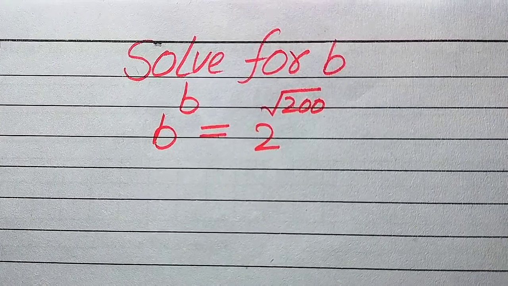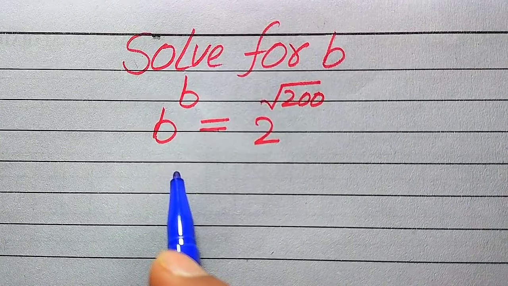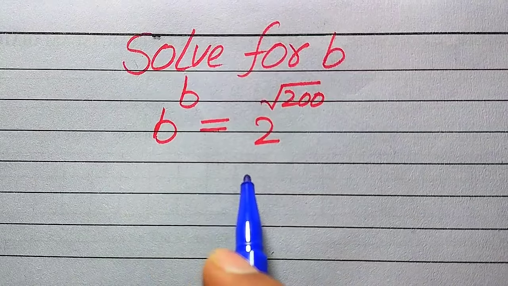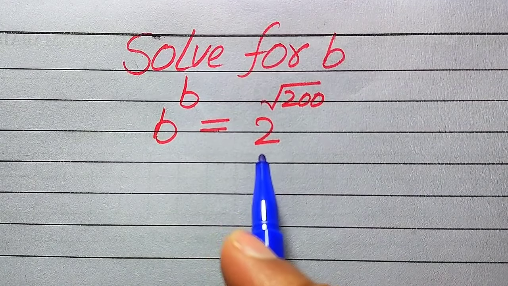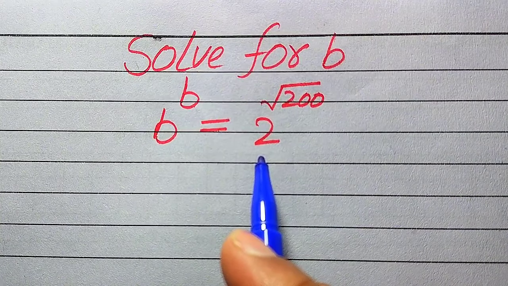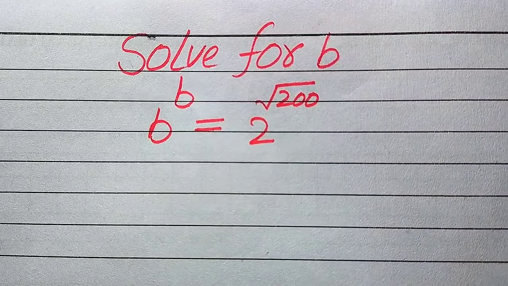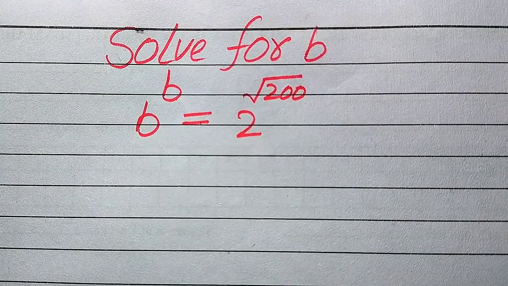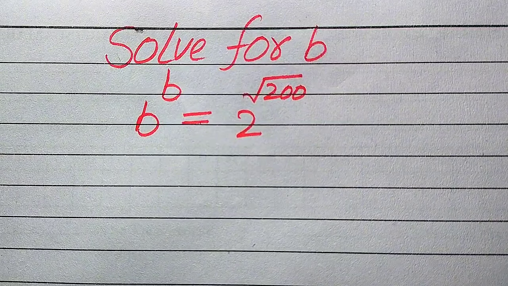Hello everyone, how to solve this problem for the values of b if we have b to the power of b is equal to 2 to the power of square root of 200, and here we need to solve this problem for all the values of b. So here first we find all the roots of this equation, and at the last we will verify which of the roots are solutions and which of the roots are extraneous roots.